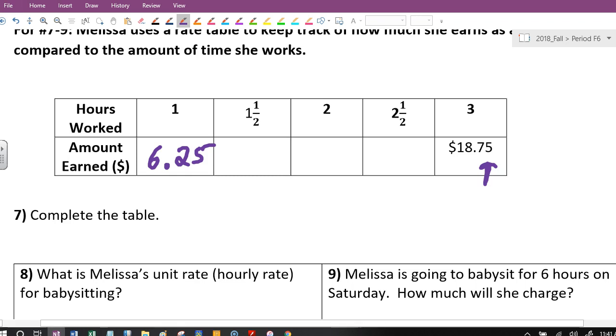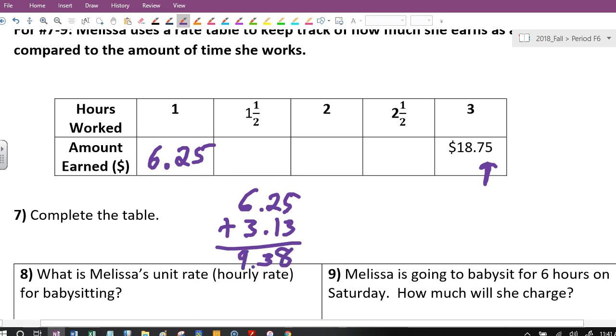And 1.5 hours. Uh-oh. You can't divide 25 cents into a half, can you? So we're going to have to round up. What's half of $6.25? $3, and 12.5 cents, so let's say $3.13. So 6.25 plus 3.13.